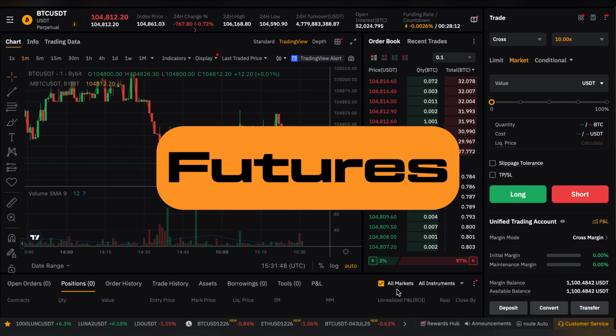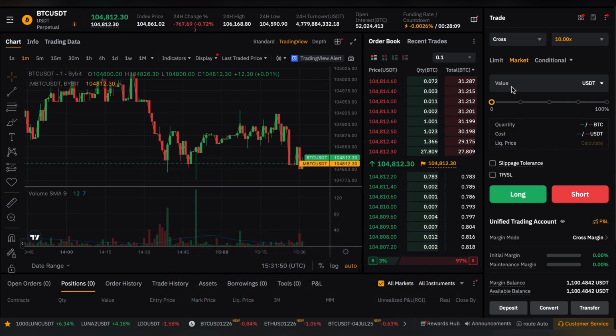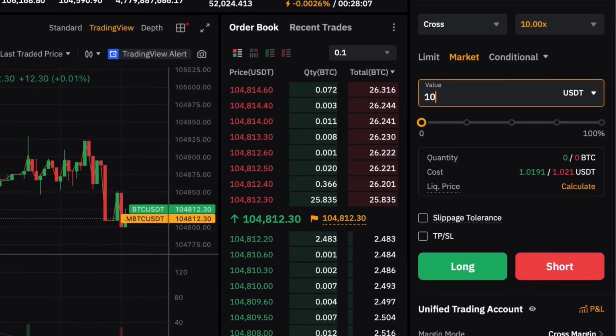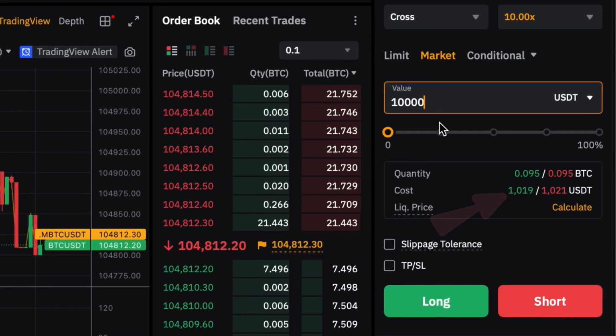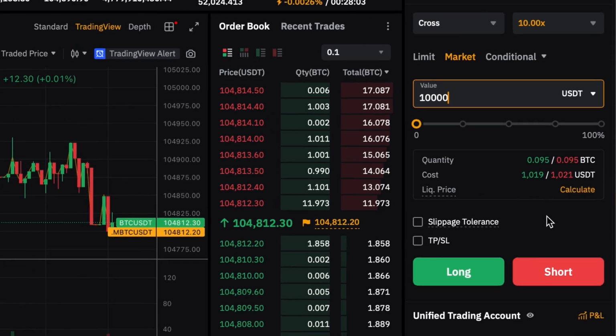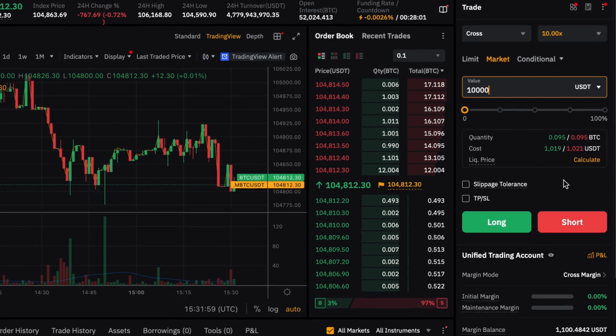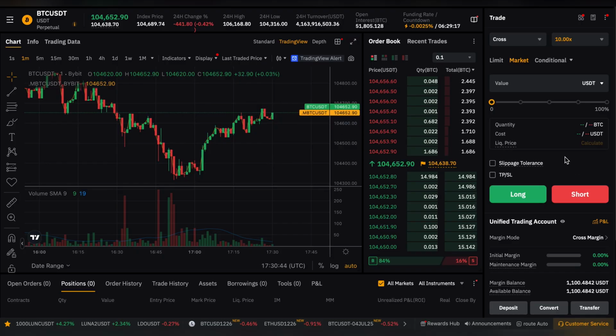But with futures trading, you can take that same $1,000 and open a position worth $10,000. And to do that, you use margin. Basically, you are borrowing money from the exchange. And to borrow that money, we need to provide collateral to the exchange. Basically, something that guarantees we can repay the loan. That collateral is the funds we have in our futures wallet. And here is where we get to choose what exactly will act as a collateral.